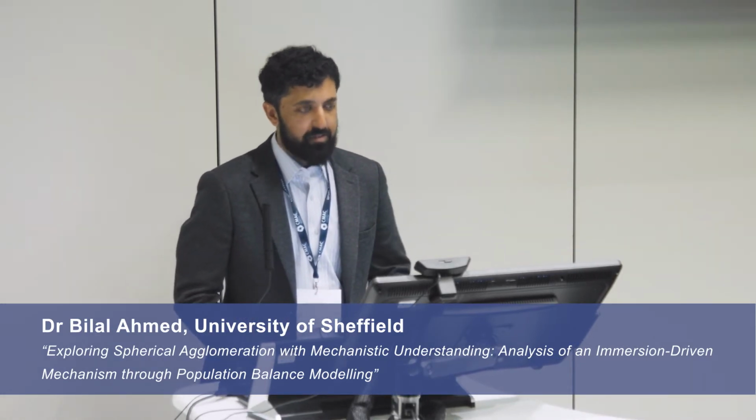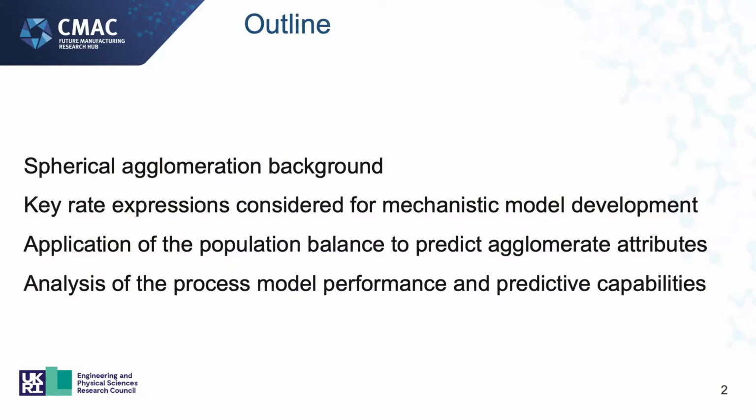So for the outline for today's presentation, I'll be covering four main areas. I'll start off with giving a bit of context and background in terms of our work in spherical agglomeration and some of the hub activities. I'll then focus on some of the key rate expressions that we're using in order to build a mechanistic model from the ground up, and how we then apply that to some of our predictive capabilities, such as a population balance model to predict product attributes. And then finally, a few results to just wrap up on the analysis of the process model and its capabilities.